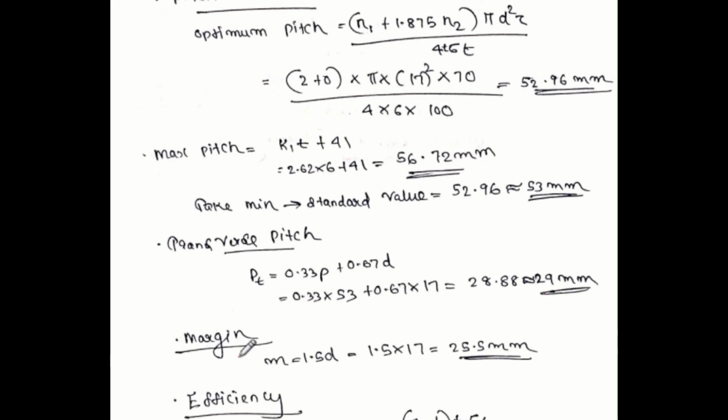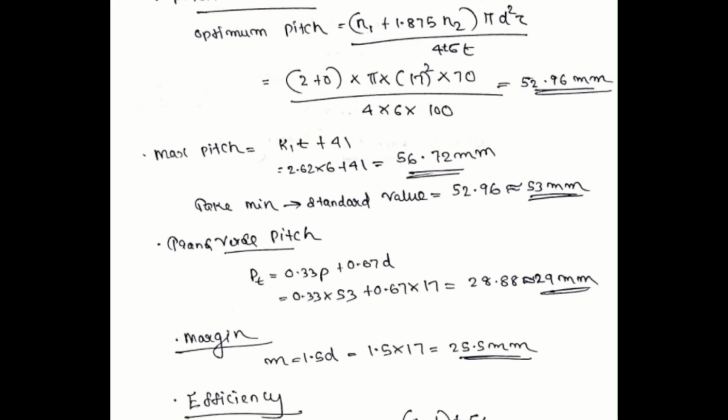Next parameter is margin. Margin is the distance from the center of the rivet to the edge of the plate. It is 1.5 d. Since we have the value of d, the diameter of the hole, we can find the margin also.